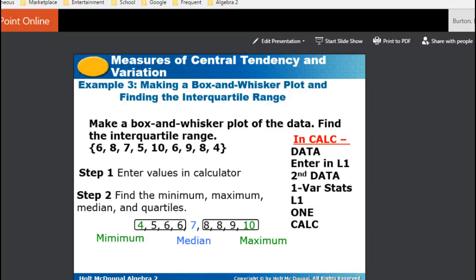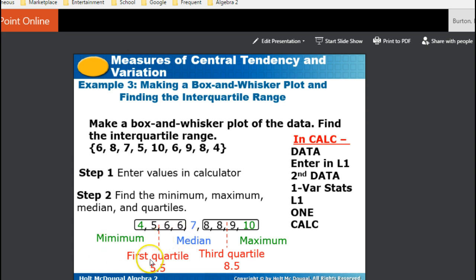Looking at these, you shouldn't even need a calculator for this, right? What's going to be the median between the 5 and the 6 here? Obviously that's going to be 5.5. And then on the right-hand side, it would be between the 8 and the 9, so that's 8.5. So now we have our 5 key values: 4, 5.5, 7, 8.5, and 10.